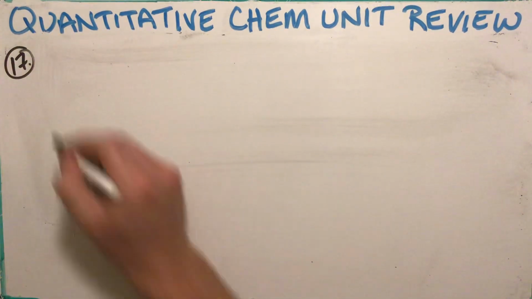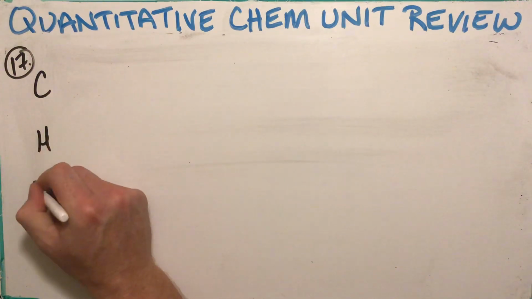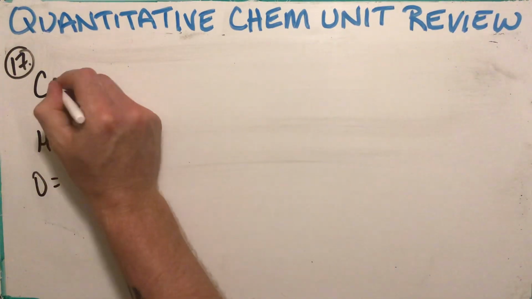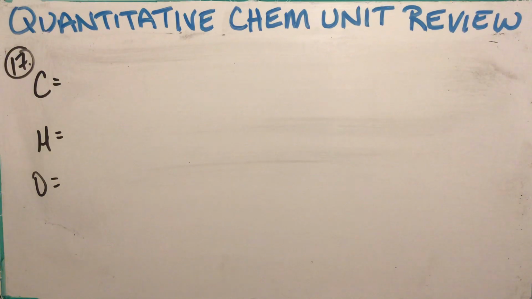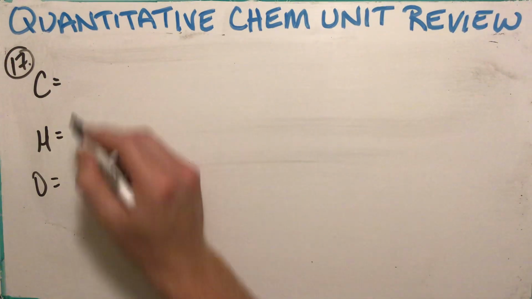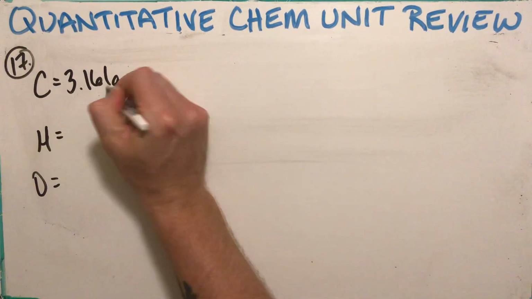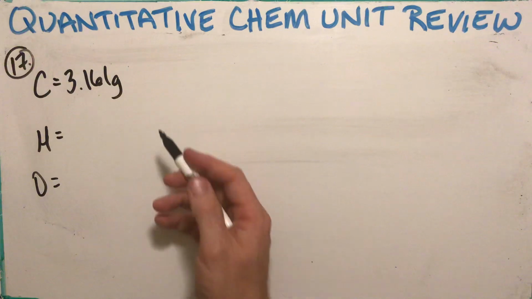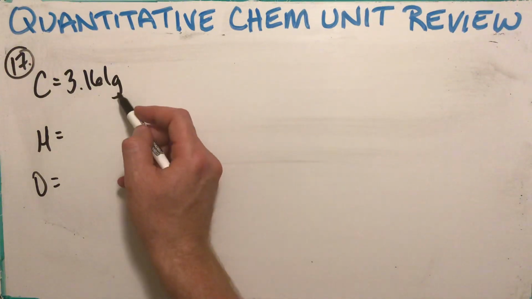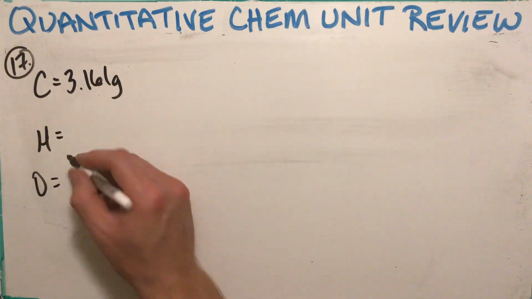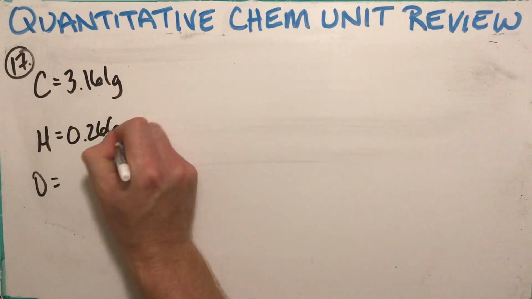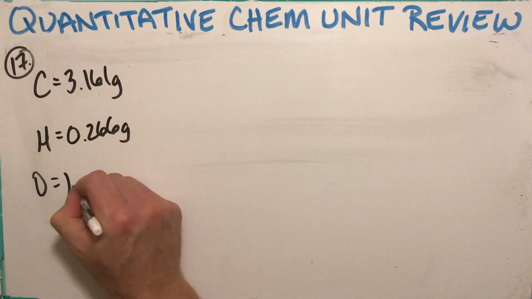Now, 17 has carbon, hydrogen, and oxygen, but it doesn't give us percent composition. It gives us a breakdown of a mass of it, so we're already in masses. So I always start with the masses, and that's fine. What did we do if we were given percent composition? We turned it into mass anyway. So this one just gives us the mass right off the get-go. So we write the masses down.